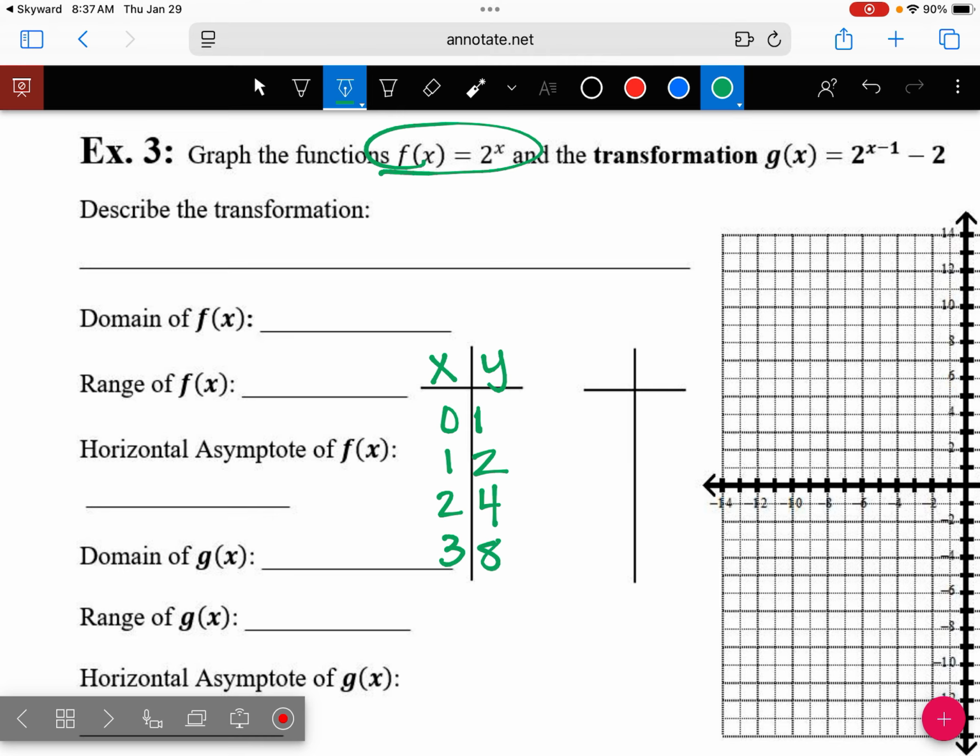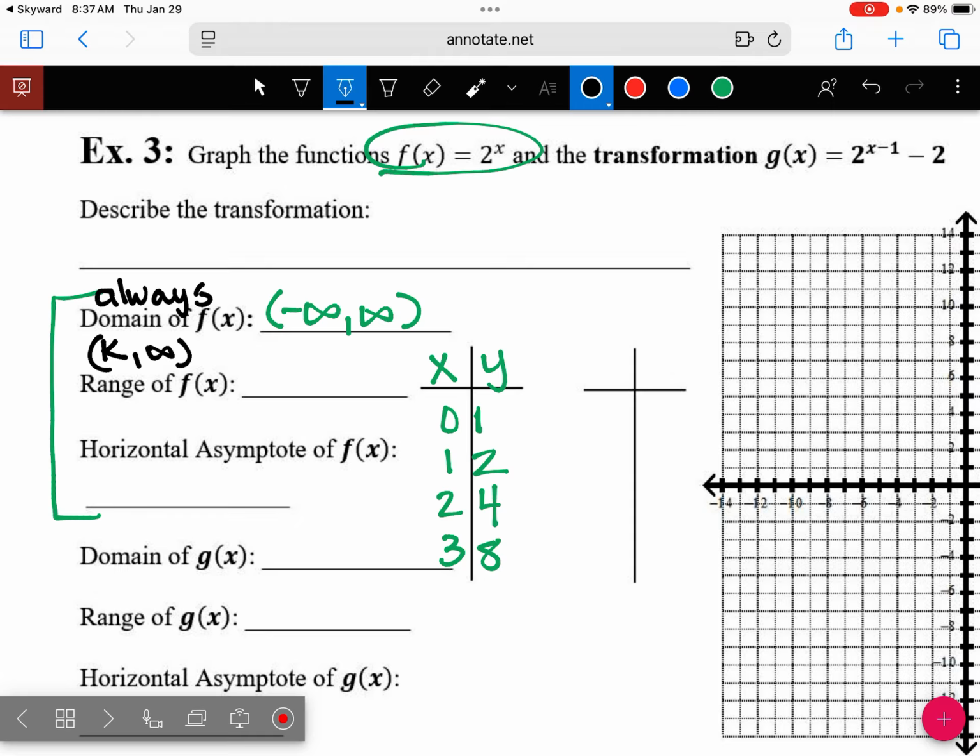Now these 3 are with that function. Your domain will always be this. So always. This is the point we should all get. Your range is k to infinity. No brackets, parentheses on both sides. So in this function, the one that you see circled in green, k is 0. So it's 0 to infinity. Your horizontal asymptote is y equals 0.